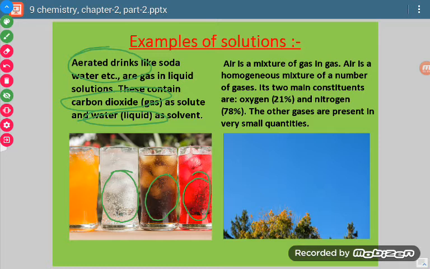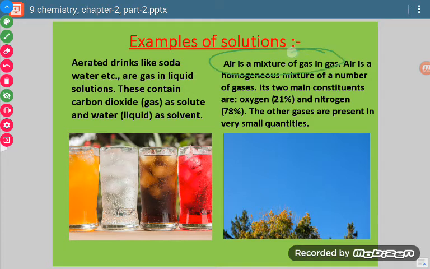When we dissolve it, it is done at a high pressure. So when the pressure value is low, what happens? Then the gas starts coming out of the liquid and we are able to see the bubbles. So in aerated drinks we will say that carbon dioxide gas is a solute and water is a solvent. Similarly, air is a gaseous solution.